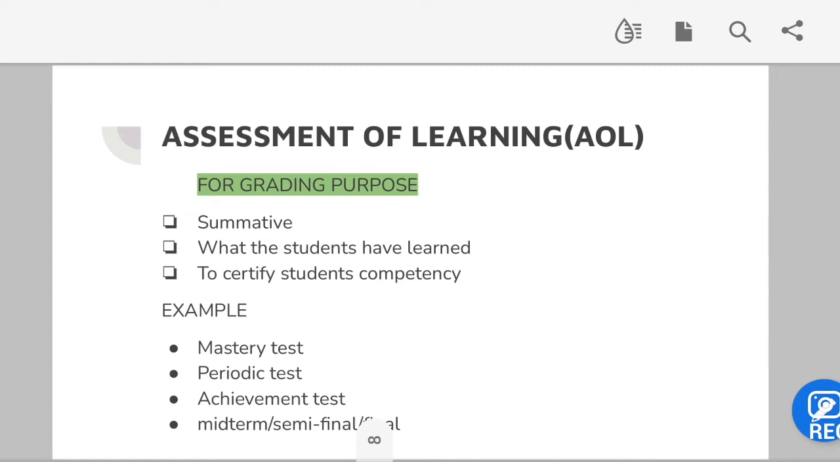Using this, the student can understand where the student's level is. If it is average level, the student and teacher have to work hard to bring the performance high. For this purpose, assessment of learning is very helpful. The important examples of assessment of learning are periodic test and achievement test, that is semi-final and final. These are the best examples for assessment of learning.